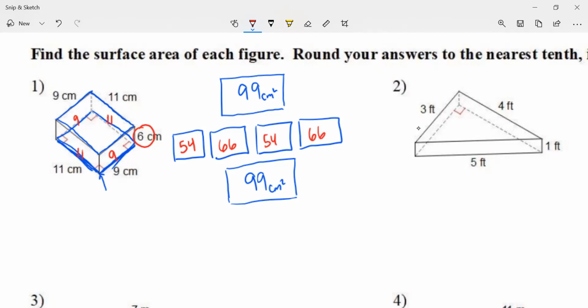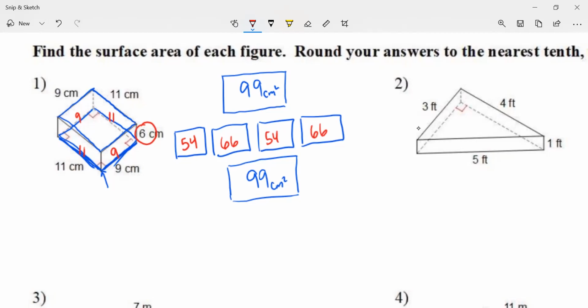Okay, so now that I know the area of the bases and the area of my walls, I'm just going to add everything up. So I want to add my bases first: 99 plus 99, and let me add the sides: 54 plus 66 plus 54 plus 66. So I added all six numbers, the four walls and the two bases, and in my case it happens to be 438.